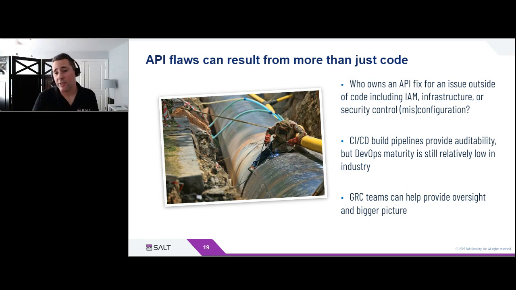And this is another reason governance, risk, and compliance teams might get involved, right? Because they're working with app dev, but they're also working with other functions in the organization to make sure they're satisfying security requirements and meeting policy. CI/CD build pipelines do provide auditability.